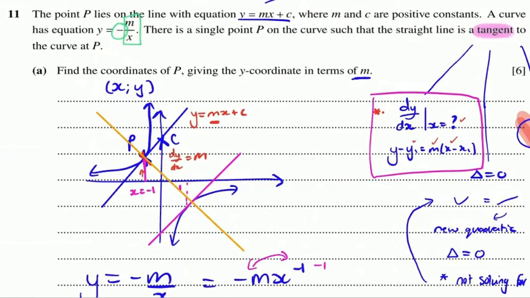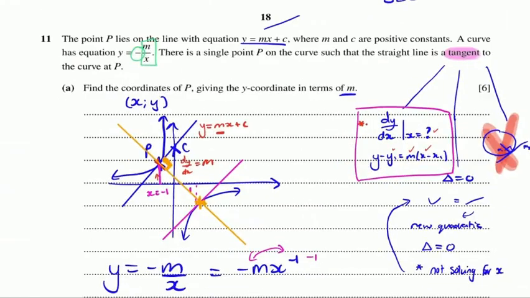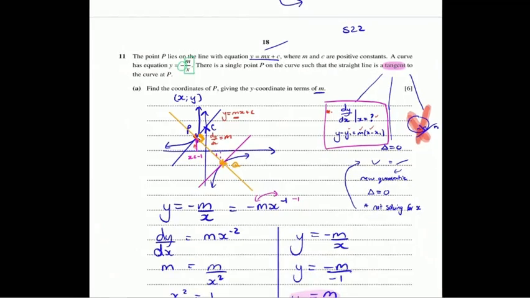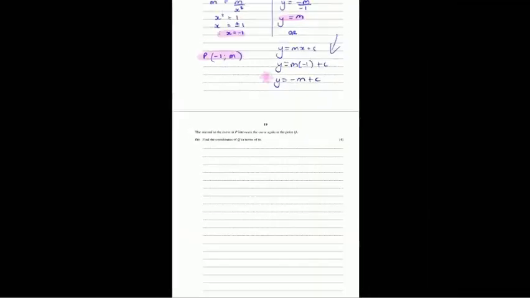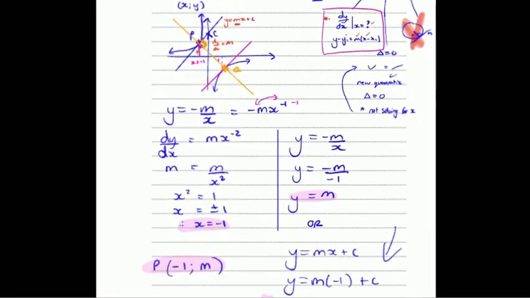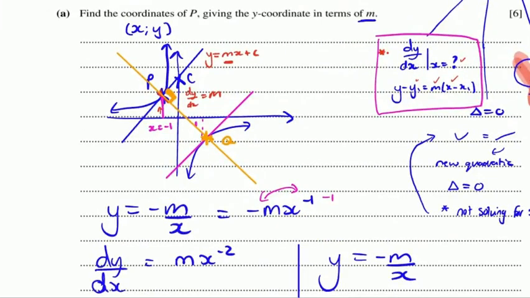The normal to the curve, so that must be perpendicular. The normal to the curve at P intersects again at Q. So you can see where our Q is already going to be. So find the coordinates of Q in terms of m. Okay, so what we know is the gradient of this tangent line is m. The gradient of this tangent is m.